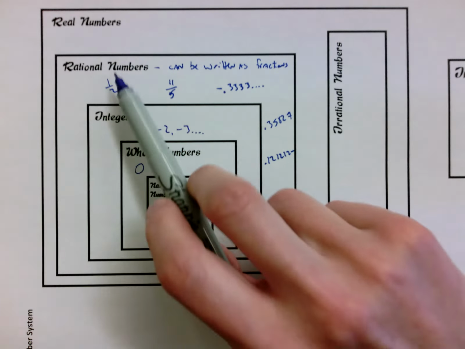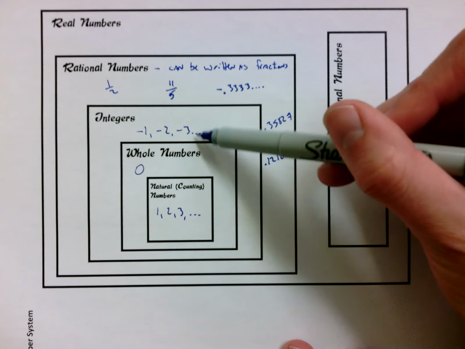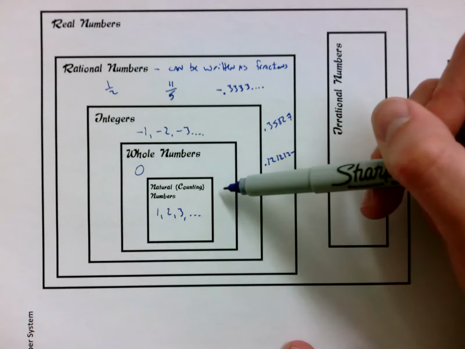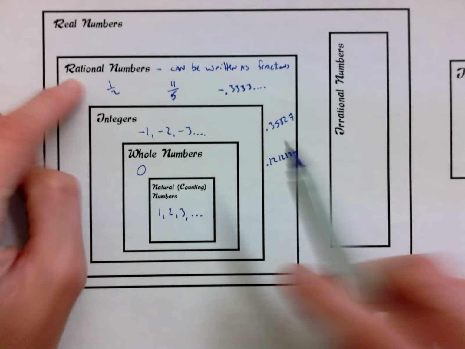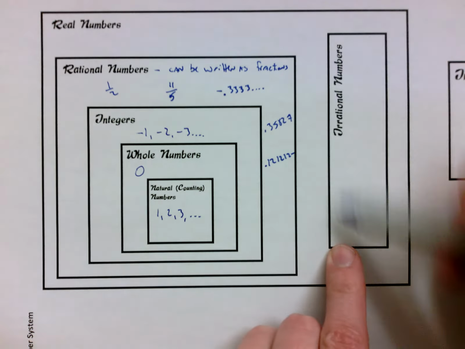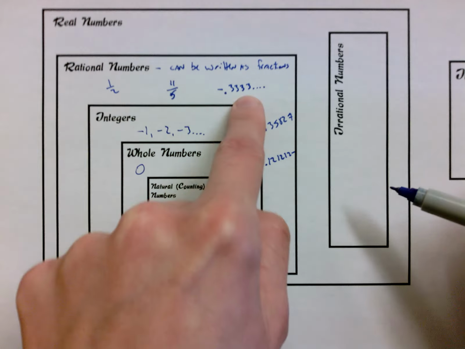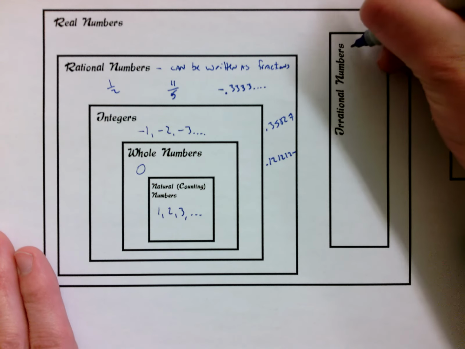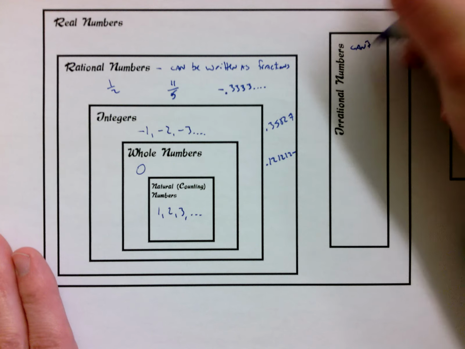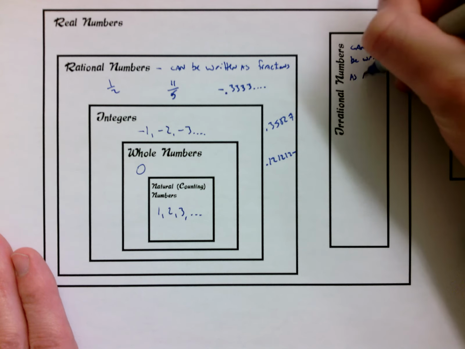Okay, so rational numbers, anything that can be written as a fraction. And you'll notice that all of these numbers could also be written as a fraction, right? If you stick a 1 under it, it's a fraction. Okay, so those are all rationals. Now we have rational numbers, and then over here we have this extra set called the irrational numbers. Rational numbers can be written as a fraction. Irrational numbers can't be written as a fraction. So these are ones that can't be written as a fraction.